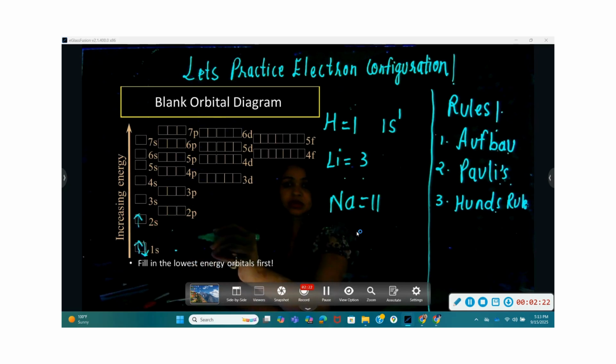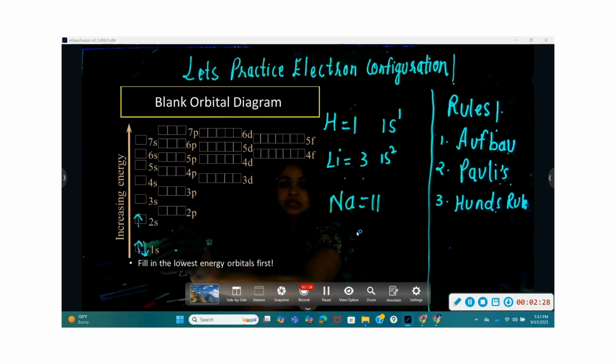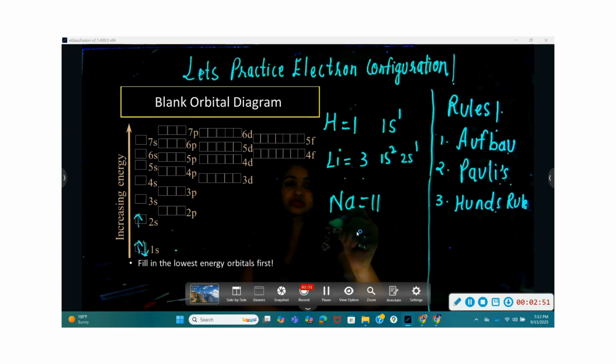So what's the electron configuration for lithium? It would be 1s2. You can see there are 2 electrons here, one facing upward, one facing downward. These are the spins of the electron, clockwise and anti-clockwise. Then the 3rd electron goes in the 2s orbital, so that will be 2s1. We can also check by adding the numbers on the top, which should equal the atomic number. It means you're heading in the right direction.